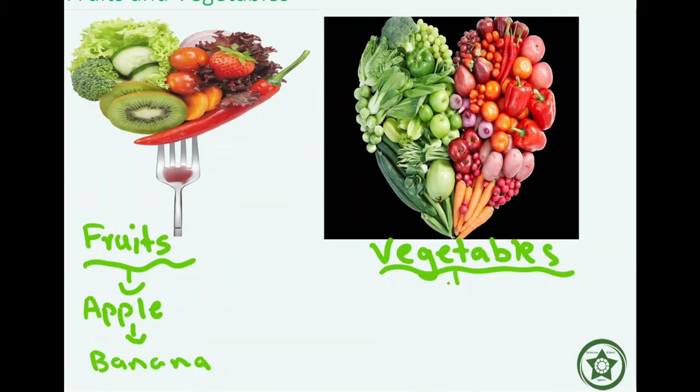And now here I'll give you some examples of vegetables, spinach. Spinach is also very healthy. And broccoli. So these are some examples of fruits and vegetables.